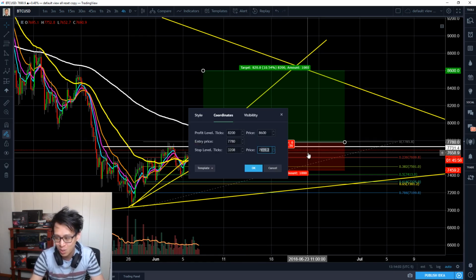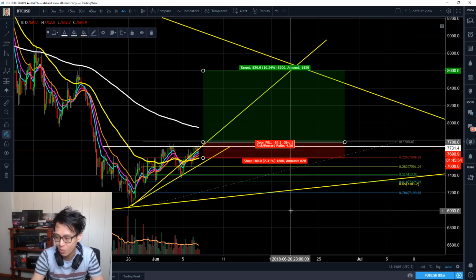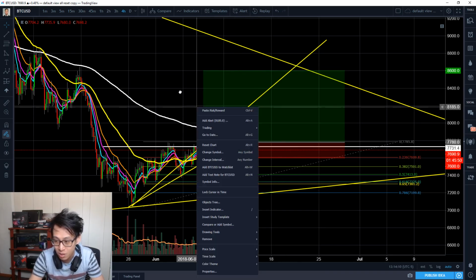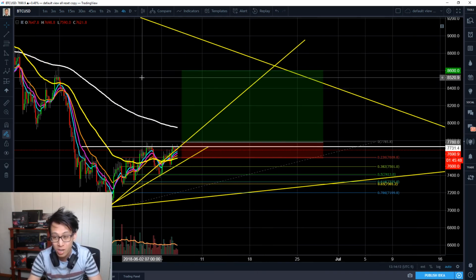And then my stop loss about 7,600. Since we broke it, that's where I'm probably going to end up adding some to my position, right? So that's one way to play a breakout, right?